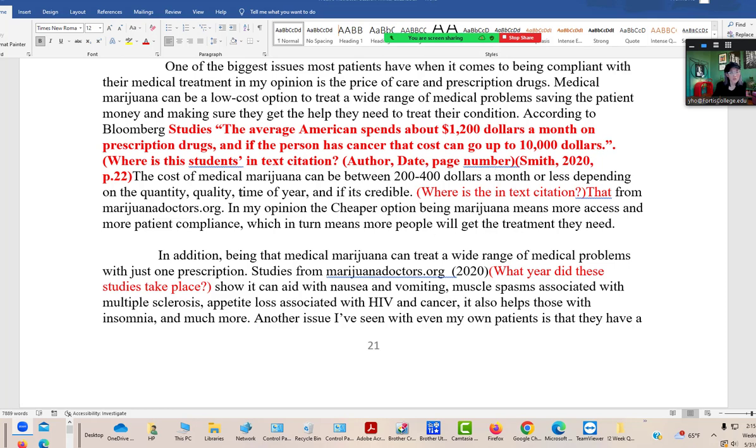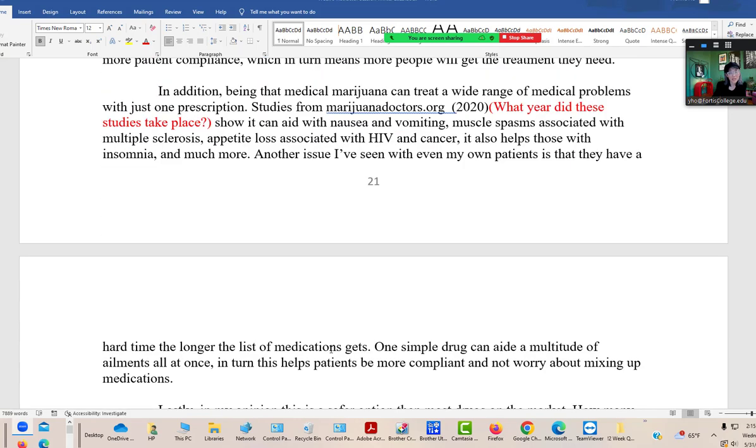Then she wrote the cost of medical marijuana can be between $200 and $400 a month. And once again, no in-text citation. So whenever you use any kind of number, you have to put in the author, the date, and the page number. And we do not put web addresses in the middle of our essay. Instead, you want to put the author's name. So you would say Dr. Smith and that sort of thing. So you don't say "studies from this." You would say Dr. Smith's study. You have to put the author's name or the website name.